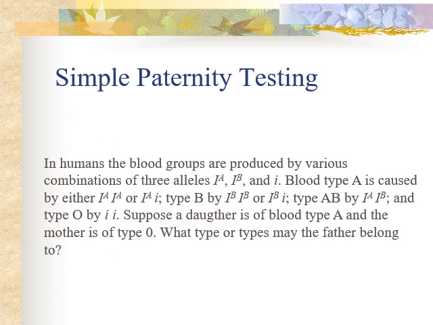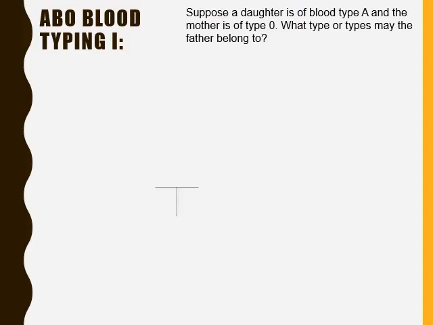In humans, the blood groups are produced by the various combinations of the three alleles, IA, IB, and i. Suppose the daughter is of blood type A and the mother is of type O. What type or types may the father belong to? All right, so we got the question here. I got a big open space to work it out. First things first, same as always, write down your alleles. When in doubt, write down your alleles.